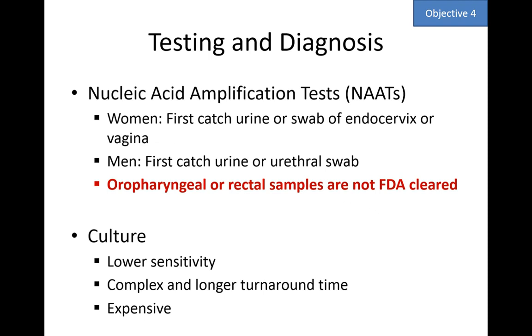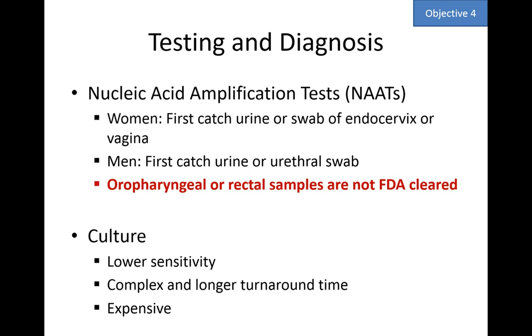Okay. So going into the testing and diagnosis, the tests to identify chlamydia rely basically on the secretions that we get from either the vagina or the rectum, as well as urine, which is a little bit less invasive. So these samples are removed by just a simple swab.